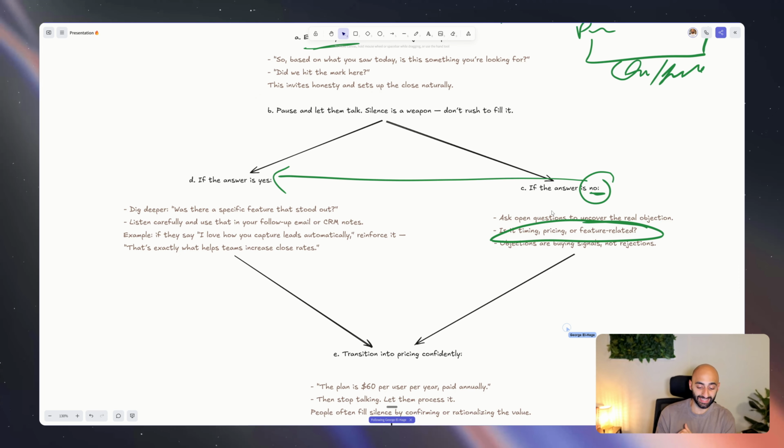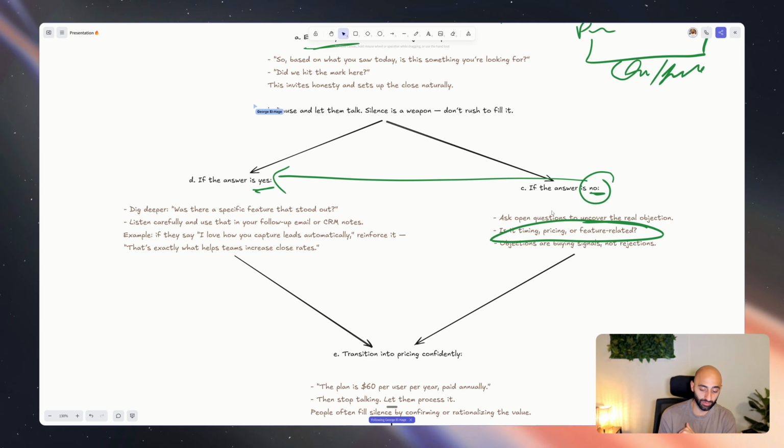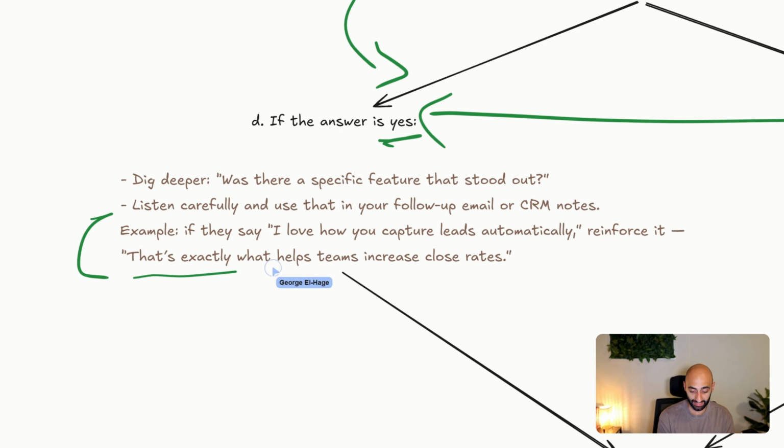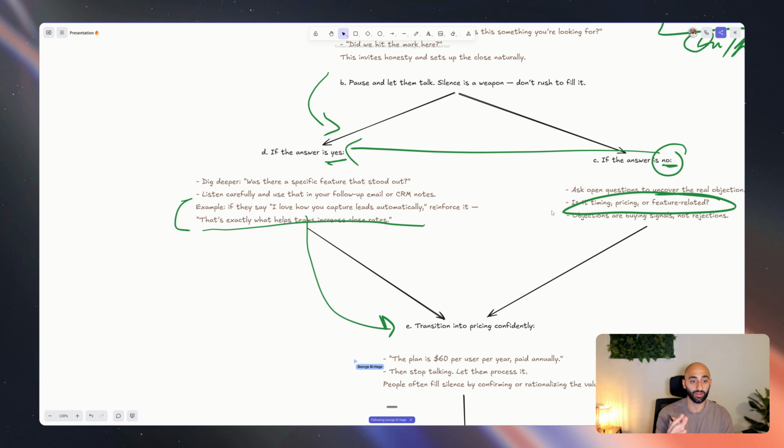So once you've figured out exactly what the issue is, and you've turned it into a yes, or if they've just said yes after you've asked them the question, just go quickly a little bit deeper. Like, was there a specific feature that stood out? You want them to reiterate and sell it to themselves and just talk about what they liked, right? So listen carefully and use this in your follow-up emails or CRM notes. So for example, if they say, I love how you capture leads automatically, it's going to help a bunch with our CRM hygiene. You can just reinforce that and say, that's exactly what we help teams do to increase their close rates. And you want to transition now straight to pricing right after that sentence.